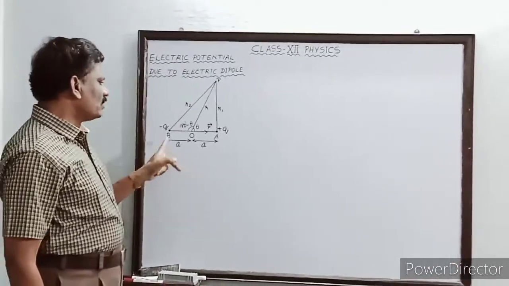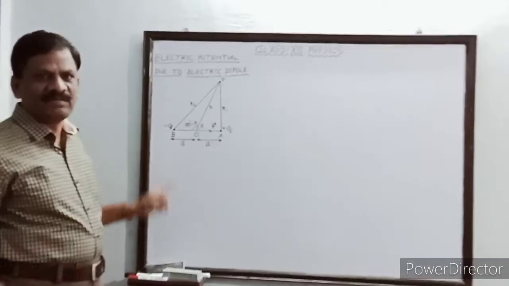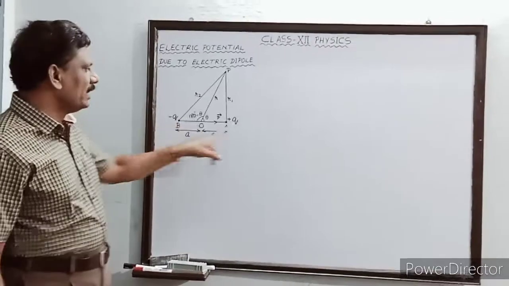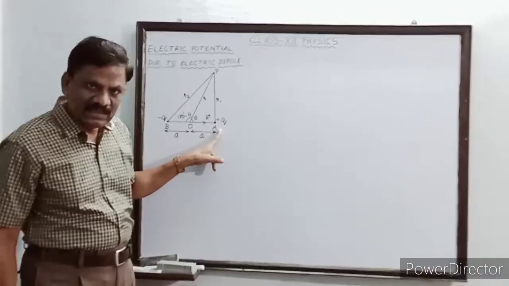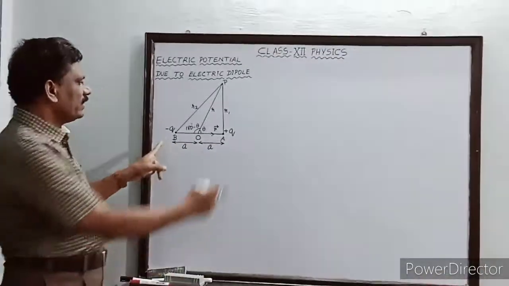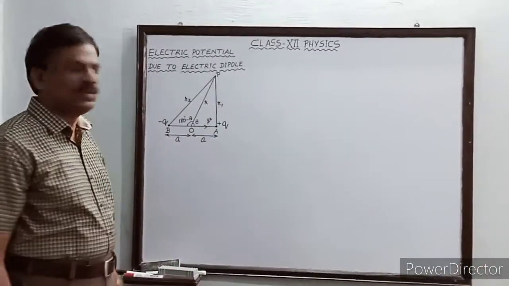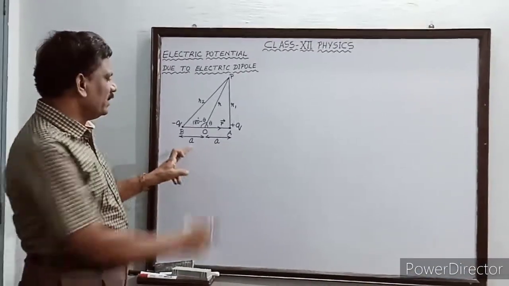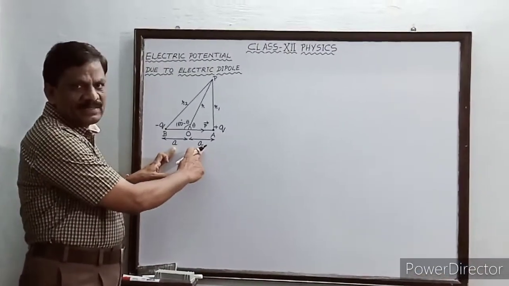Okay. So here the dipole consists of two charges, namely minus q situated at B and plus q situated at A, such that O is the midpoint of the dipole. So the distance of separation between the two charges is 2A, that is equally divided as A plus A with respect to the midpoint.